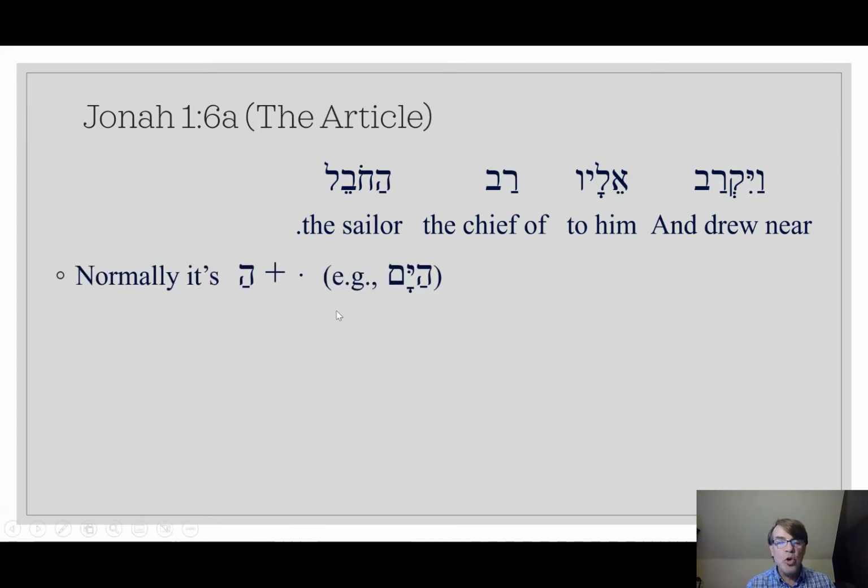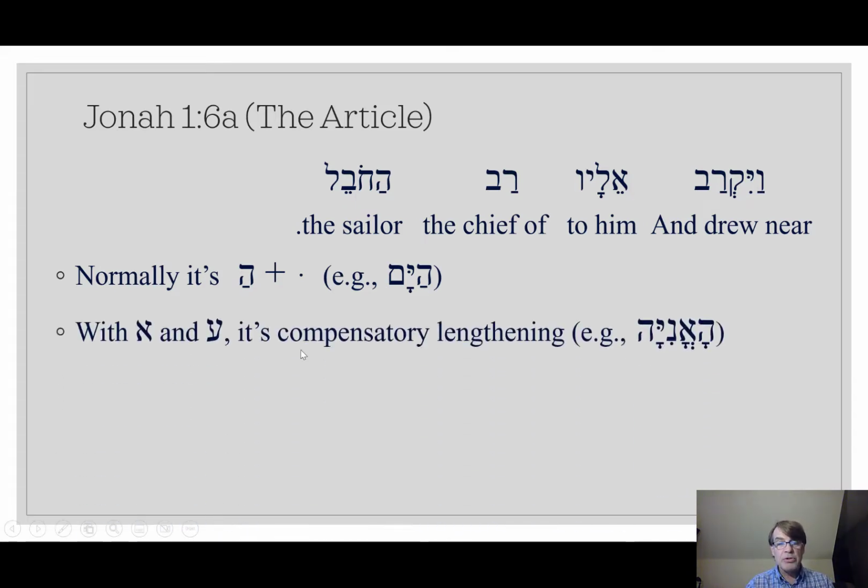So the normal way that the article works in Hebrew is hey, patak, and a doubled next letter. So like take hayam that we've seen, the sea. Hey, patak, doubling is the, and then yam is sea. That's normal. That's the default. That's the first thing you should know in terms of recognizing the article.